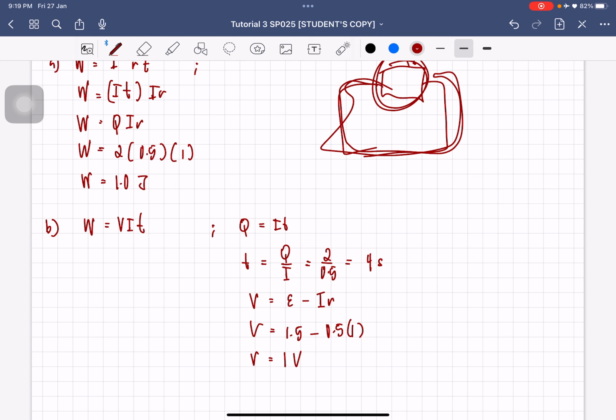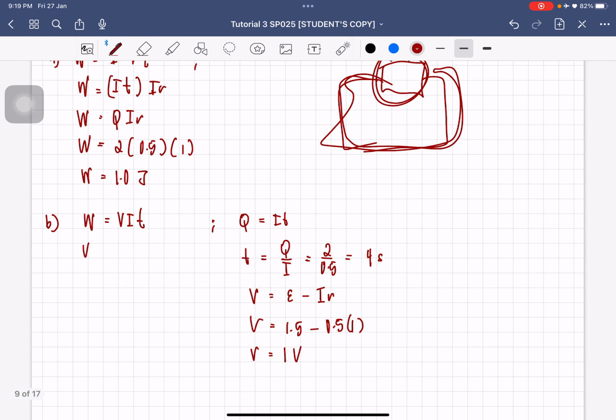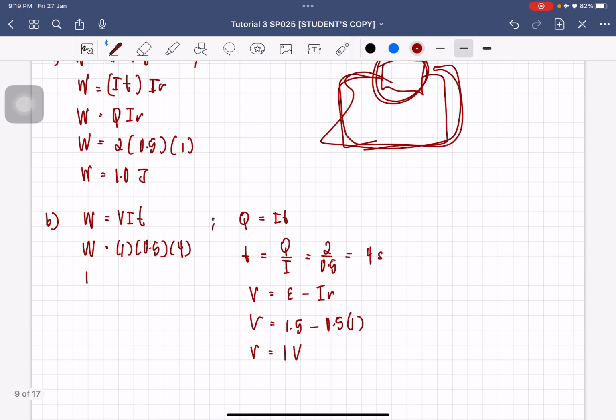Okay, so that gives us the answer. You just need to substitute. The heat dissipated through the external circuit is 1 times 0.5 times 4. So it's going to be equal to 2 joule. Alright? Okay, so that is question B.